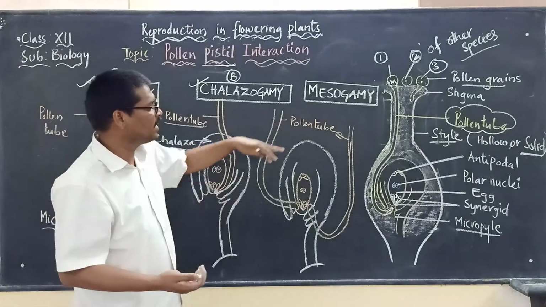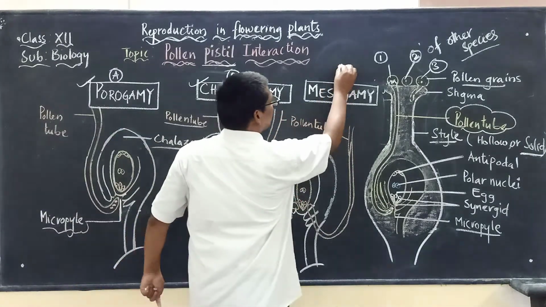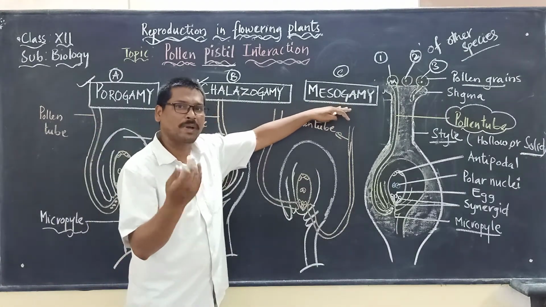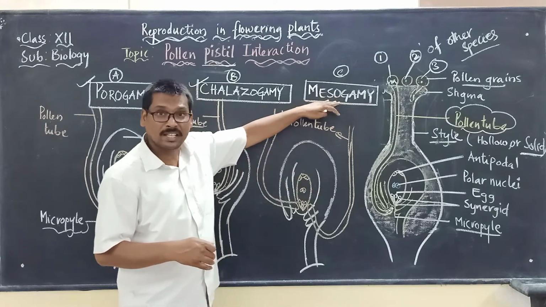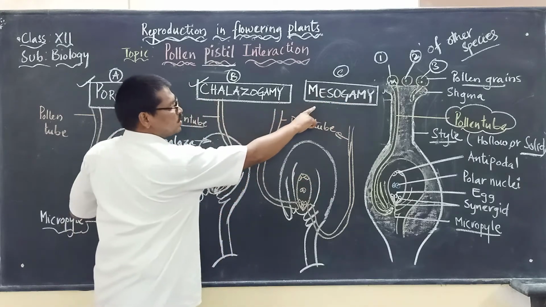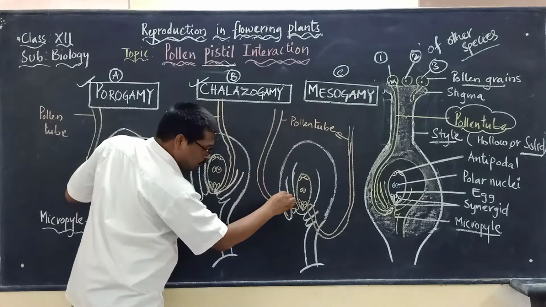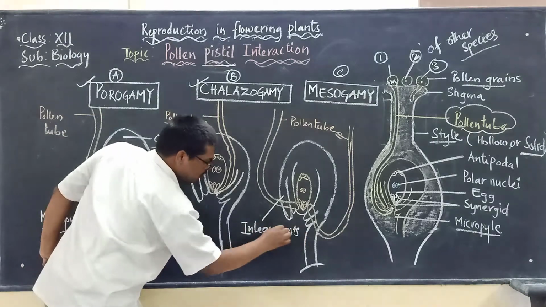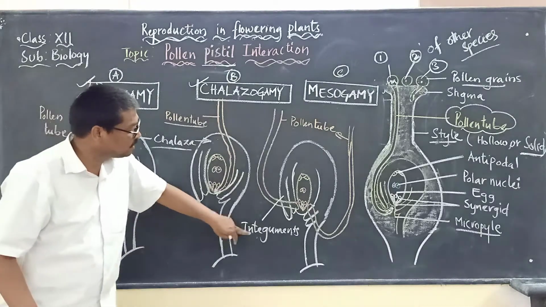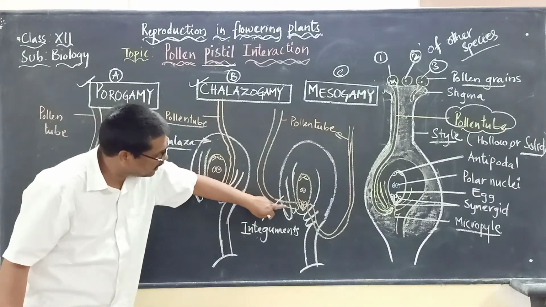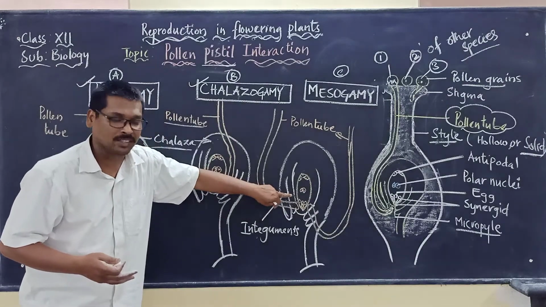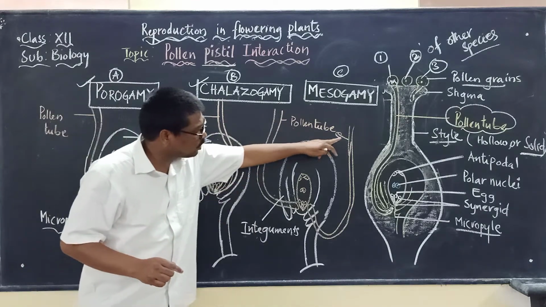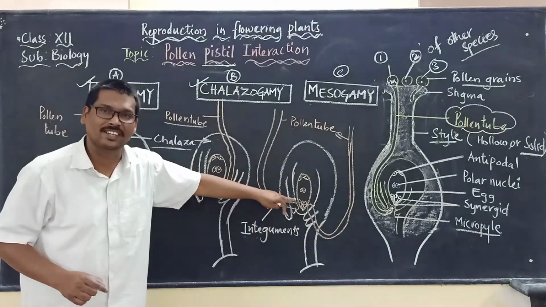And the third one, let us say C, is called mesogamy. How does the pollen tube enter into the ovule in the case of mesogamy? What are these? These are the integuments. So the pollen tube may enter into the ovule through the integuments, crossing the outer integument and inner integument. When it is entering through the integuments, we call it mesogamy. Otherwise, the pollen tube may also enter through the funicle region, the funiculus.